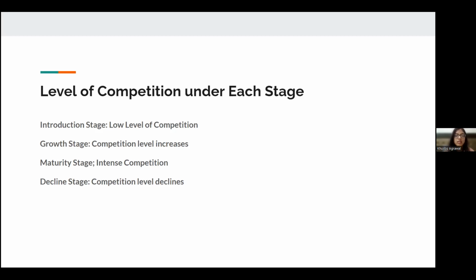Moving on to the declining stage, during this stage, the competition may decrease as the product or service becomes less popular and few players remain in the market. In the context of Worldlink, the decline stage could see the exit of many players from the market, thereby decreasing the level of competition. Moving on to the next slide.